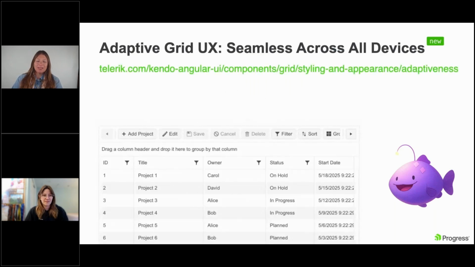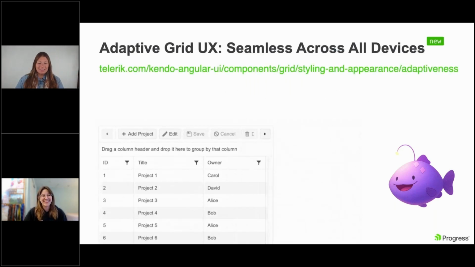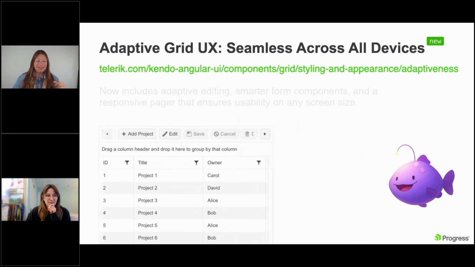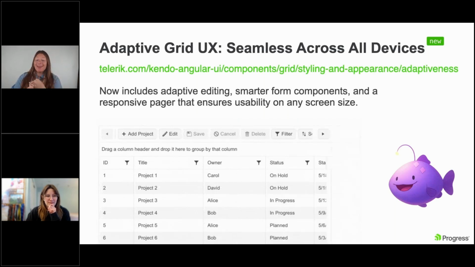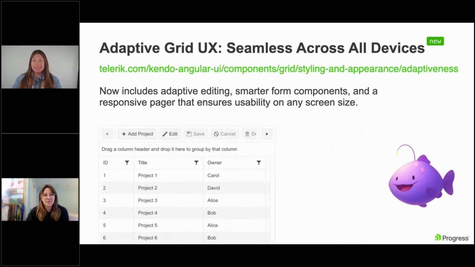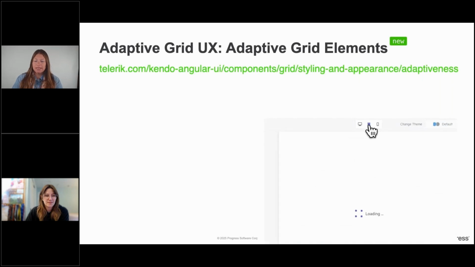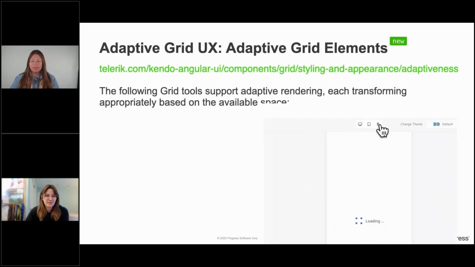This one's pretty cool. Seamless across all devices is what I'm calling this one. So you can see in the GIF, the grid is more responsive now. It includes adaptive editing, smarter form components, and a responsive pager that ensures usability on any screen size. I think I broke some of these down a little bit because it's a lot. This is one that I wanted to go further into.